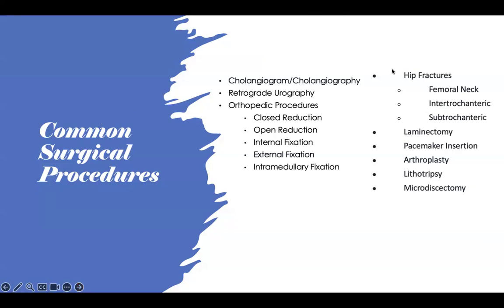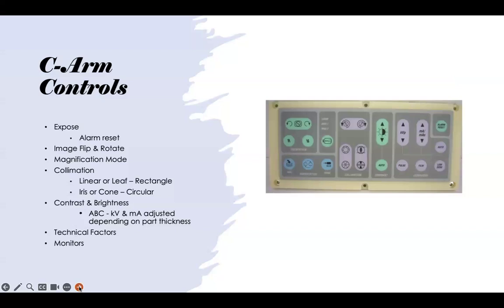So some common surgical procedures that we use the C-arm for can include cholangiogram or cholangiography, retrograde urography, orthopedic procedures. So if they have to do closed or open reductions, internal or external fixations, or intramedullary fixation. So if they have to place pins in your hand, wrist, ankle, foot. Then if a patient has a hip fracture or needs a hip replacement, laminectomy if they're doing any type of work on the spine, fusing the spine or something like that. Pacemaker insertion, usually that's done in the cath lab. Arthroplasty, lithotripsy, which is breaking up kidney stones, and then microdiscectomy. So those are some of the common surgical procedures that we may use a C-arm for.